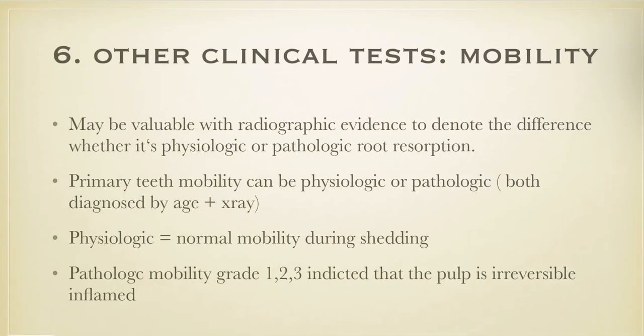Other clinical tests, for example mobility, may be valuable with radiographic evidence to denote whether it's physiologic or pathologic root resorption. The primary teeth mobility can be physiologic or pathologic, both diagnosed by age and X-ray. So the physiologic mobility is normal mobility during shedding, and the pathologic mobility, grade 1, 2, and 3, indicates that the pulp is irreversibly inflamed, which needs then a non-vital pulpal therapy.